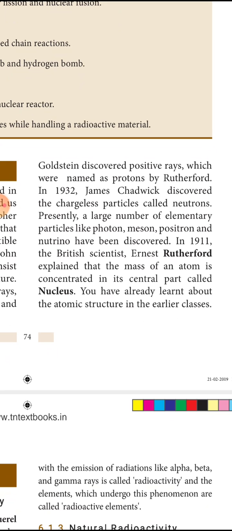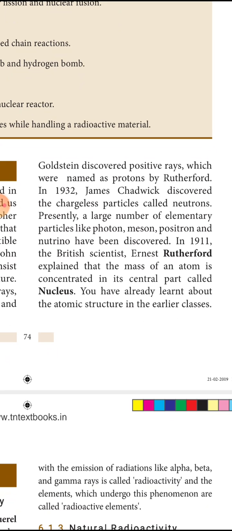It's a chargeless particle. Presently, a large number of elementary particles, except proton, electron and neutron, some other very small particles are there in an atom. Such things are called photon, meson, positron and neutrino. These are very small massless particles, we can say very low mass particles. These are all called elementary particles. What do you mean by elementary? A, B, C, D. In elementary classes we start very small, at a very young age, the very starting thing. That is called elementary particles.